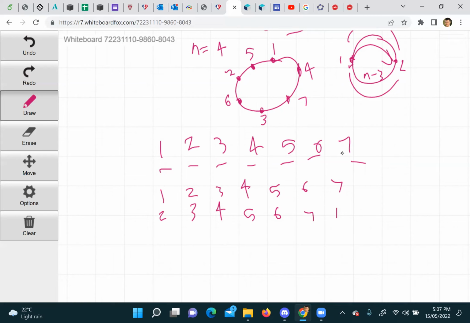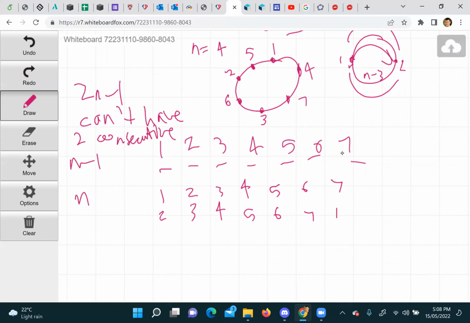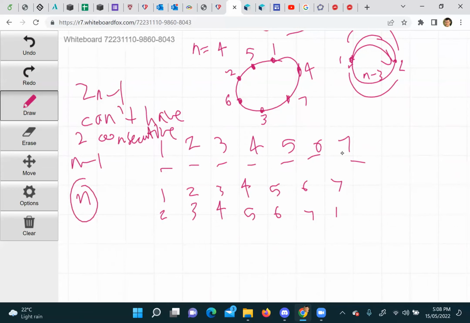Alright, so what should you suspect the answer to be? K equals n. So there are 2n minus 1 things, and you can't have two consecutive. And there are special cases. So then you can do n minus 1. In order to always have 2 consecutive, you need n, right?